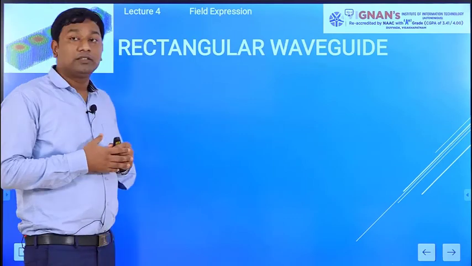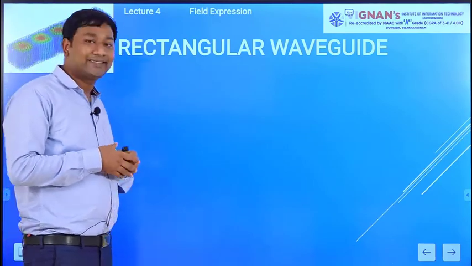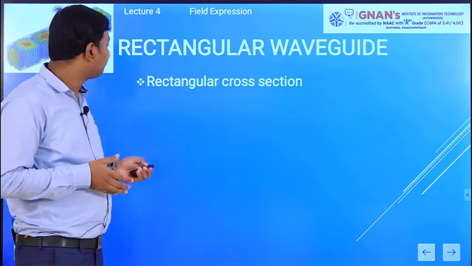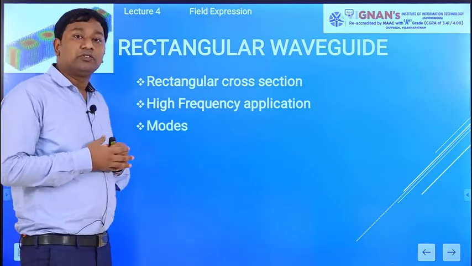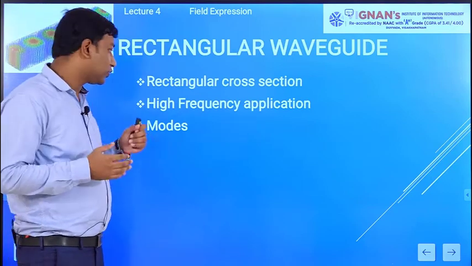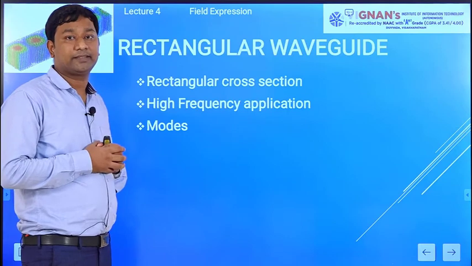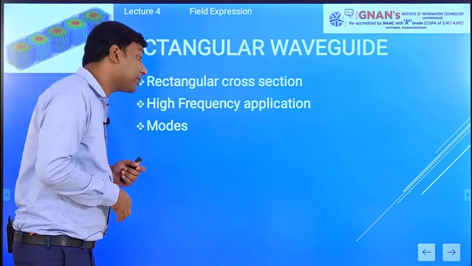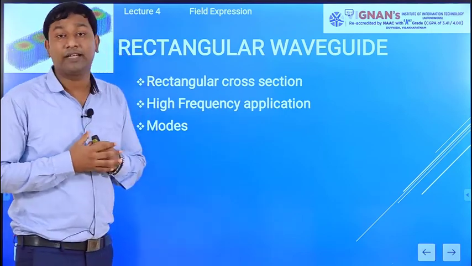Now, what is the rectangular waveguide? We already discussed it, so we just recall the things. It is a hollow metal tube with rectangular cross section, used for high frequency applications. When we come to the different modes of the waveguide, it is used only for transverse electric and transverse magnetic. Waveguide is not used for transverse electromagnetic. The transverse electromagnetic mode is not feasible in the waveguide concept.